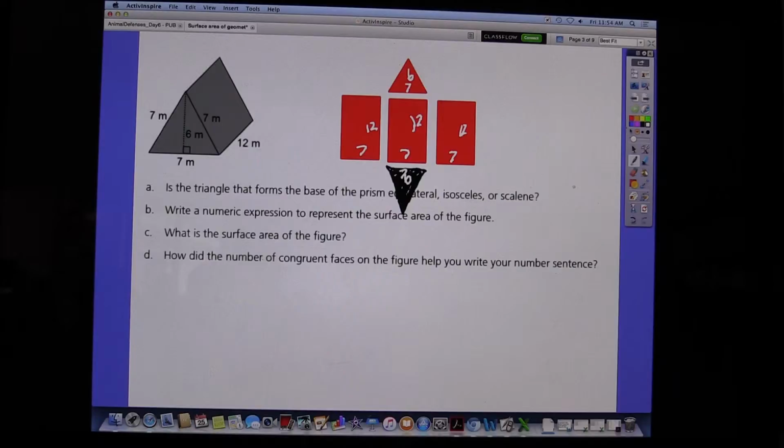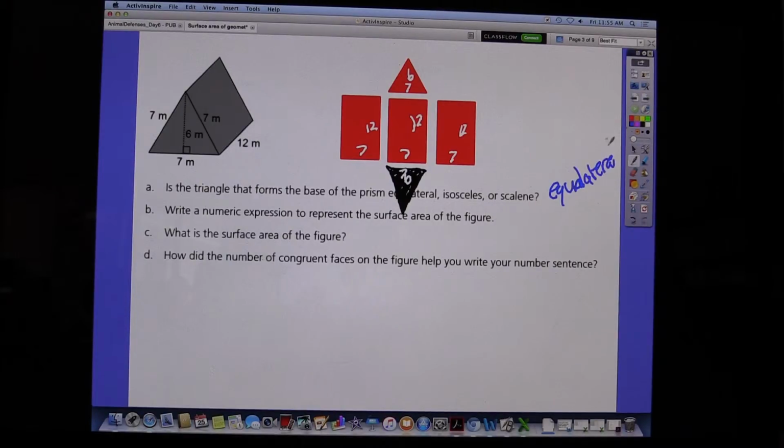Now part A asks: is the triangle that forms the base of the prism equilateral, isosceles, or scalene? Well, because it's 7 by 7 by 7, I'm going to say that's equilateral. All the sides are the same. Now, if only 2 sides were the same, it would be isosceles. If all 3 sides were different, it would be scalene. But because all the sides are the same, I'm going to put equilateral. Now, I'm going to just write equilateral.